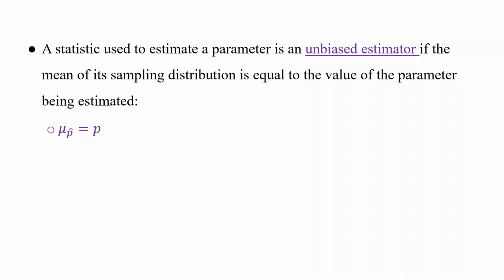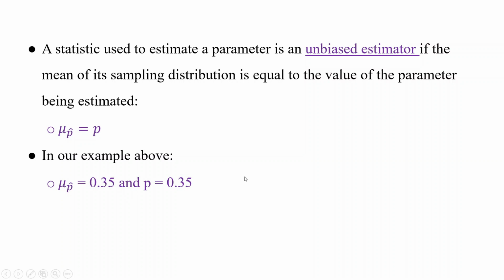So the center of our sampling distribution is equal to our population parameter. And that's what we just talked about, how the mean of the sampling distribution was 0.35 and our population proportion was also 0.35. Okay, so those are going to be equal as long as you randomly select.